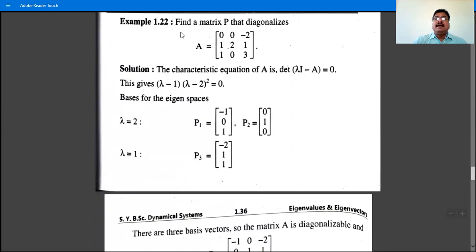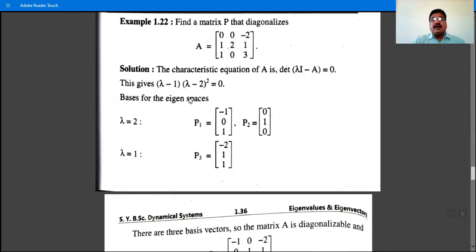For example, find the matrix P that diagonalizes this matrix. First we have to find all the eigenvectors of this matrix A. So the characteristic equation is the determinant of lambda I minus A equal to 0. The characteristic equation is (lambda minus 1)(lambda minus 2)(lambda minus 2) equal to 0. And the eigenvalues are 1, 2, 2 of this matrix. So apply the whole procedure and find the eigenvalues.